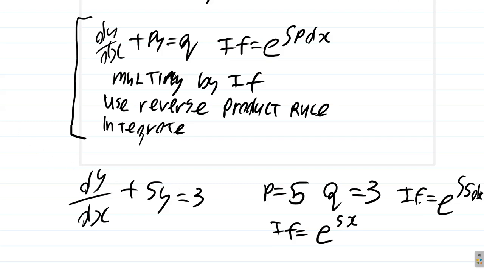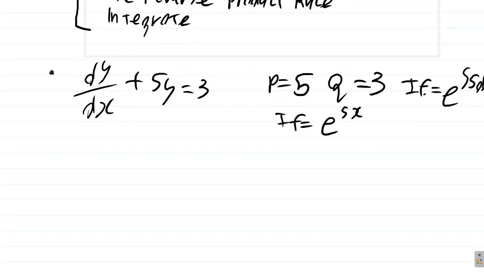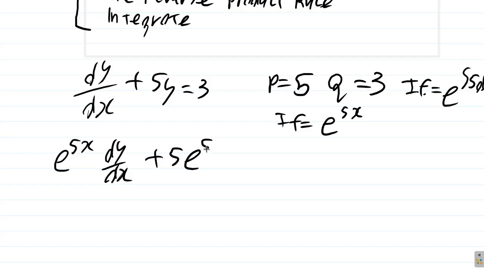And the next thing, multiply both sides by the integrating factor. So you have e to the 5x dy by dx plus 5e to the 5x times y, right? Equals e to the 5x times 3. All right, so that's what we have there.